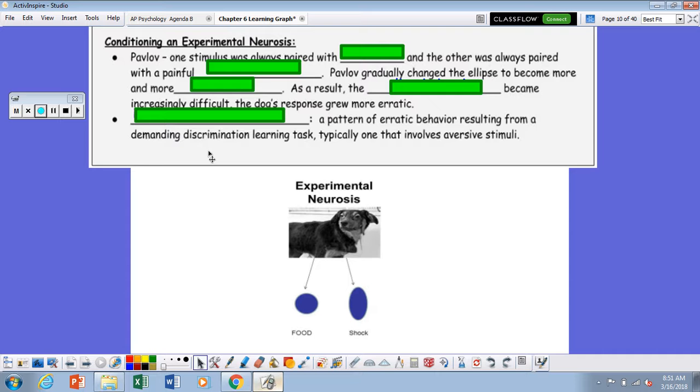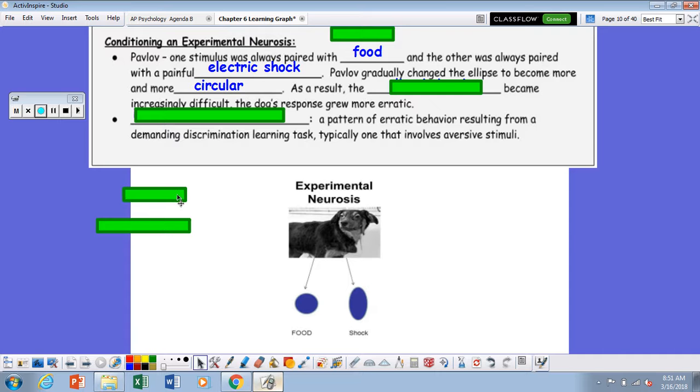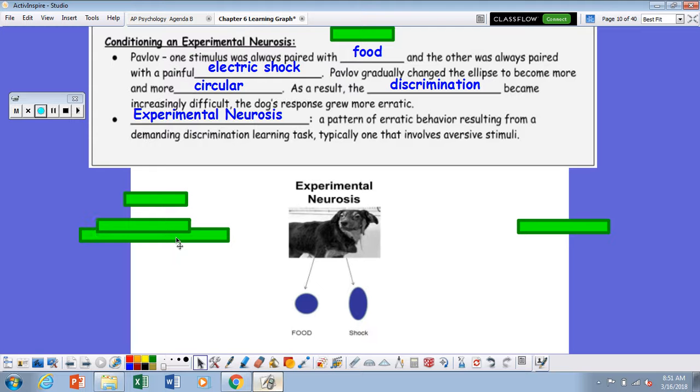Conditioning and experimental neurosis. Pavlov also tried to demonstrate this. One stimulus was always paired with food, and the other was always paired with a painful electrical shock. Pavlov gradually changed the ellipse to become a little bit more circular, and as a result, the discrimination became increasingly difficult for the dog, and the dog's response grew more erratic. This would be experimental neurosis, a pattern of erratic behavior resulting from a demanding discrimination task, typically one that involves aversive stimuli.